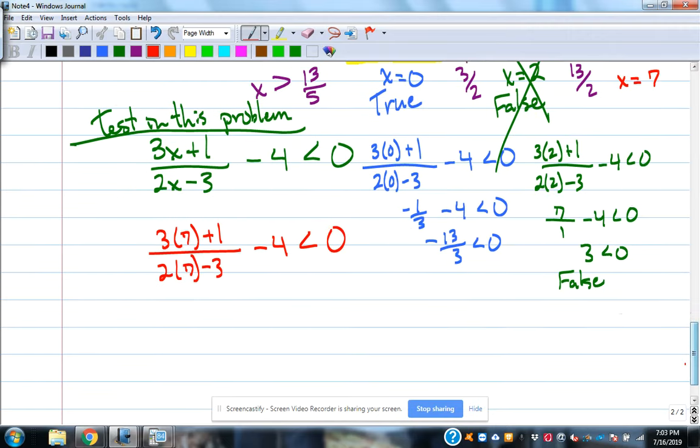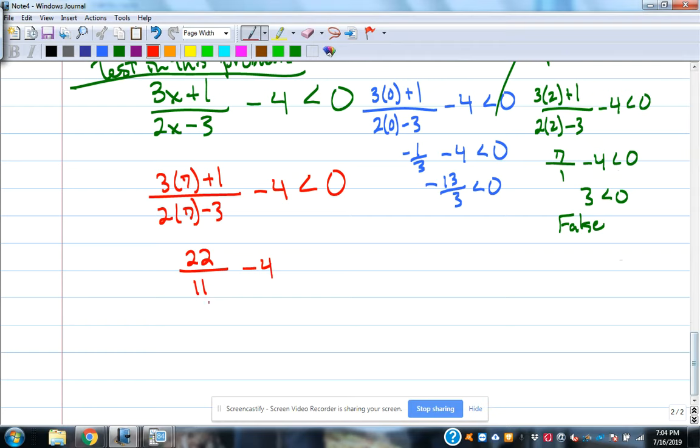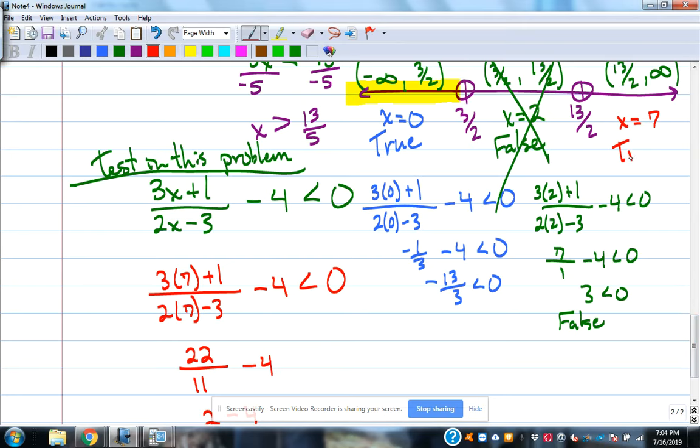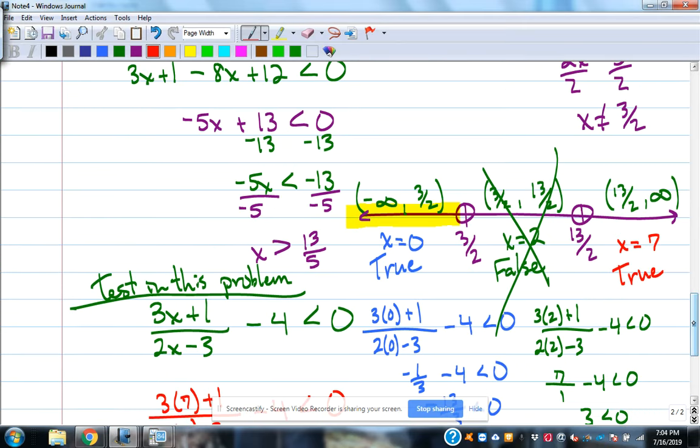So 3 times 7 is 21 plus 1 is 22. 2 times 7 is 14. 14 minus 3 would be 11. So that'd be 2 minus 4 is negative 2. Is negative 2 less than 0? Yeah, it is. So this part's true as well. So our answers are both ends of that number line for this inequality.